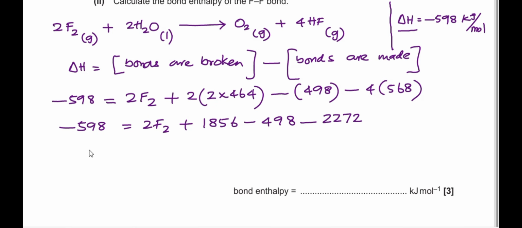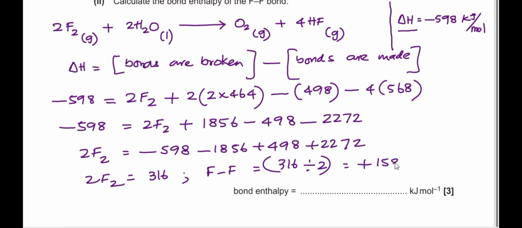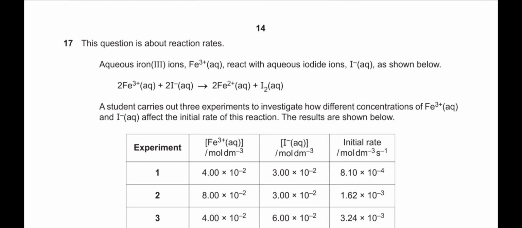2272. Therefore, rearranging, 2F2 is equal to minus 598 minus 1856 plus 498 plus 2272, which simplifies to 316. Therefore, one fluorine-fluorine bond enthalpy will be 316 divided by 2, which is equal to plus 158 kilojoules per mole. Question 17.